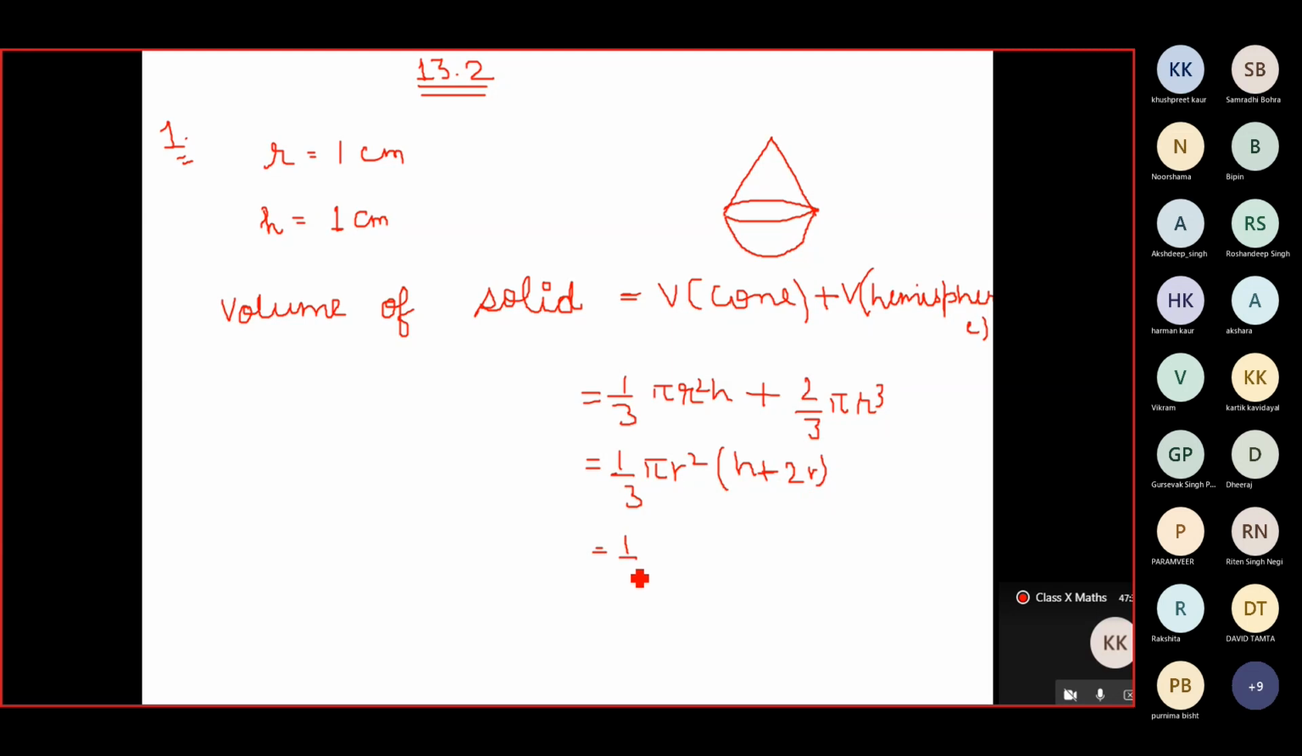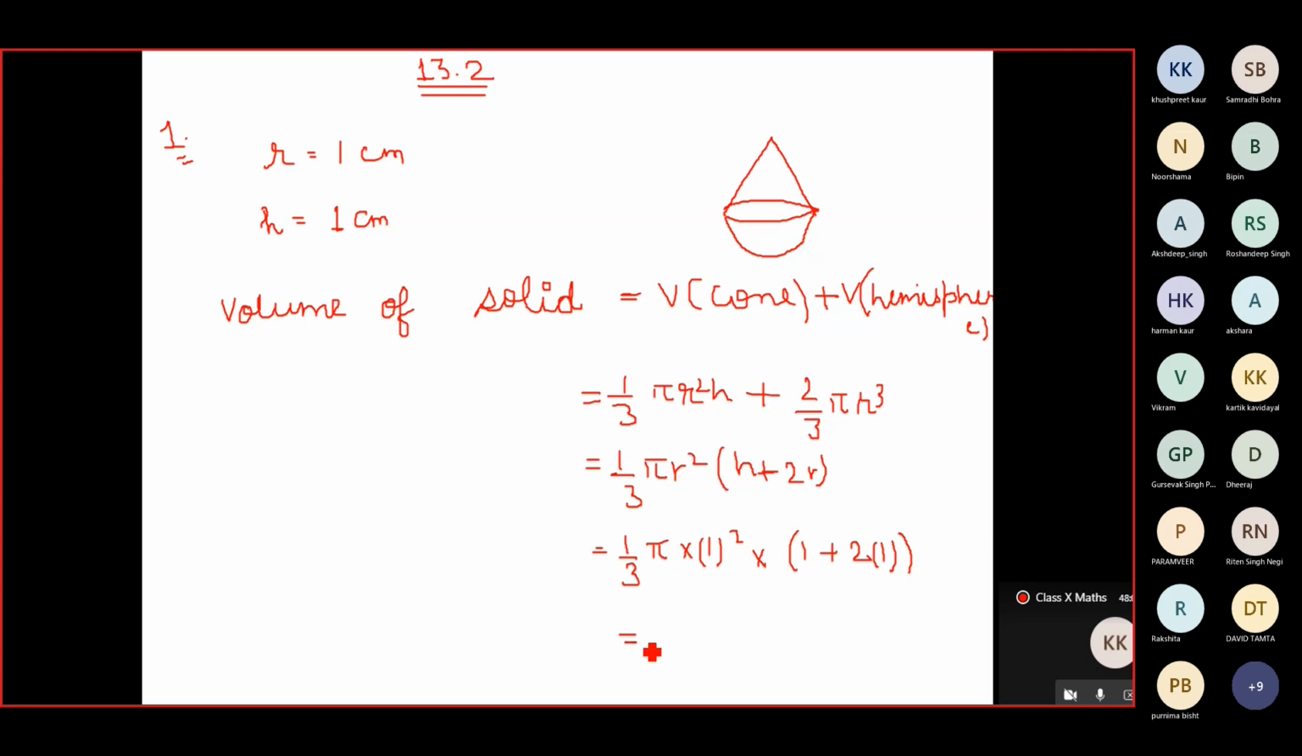So 1 upon 3. He has said to find out the volume in terms of pi. That means we are not going to write the value of pi. We are going to put the pi as it is. R is 1. So 1 square into h is 1 plus 2 into r is 1.